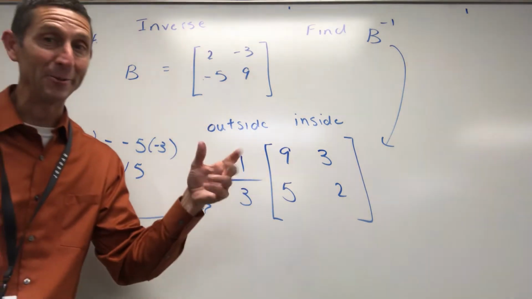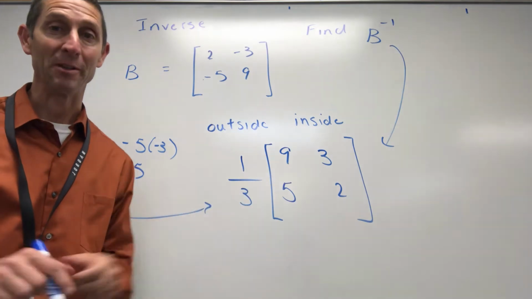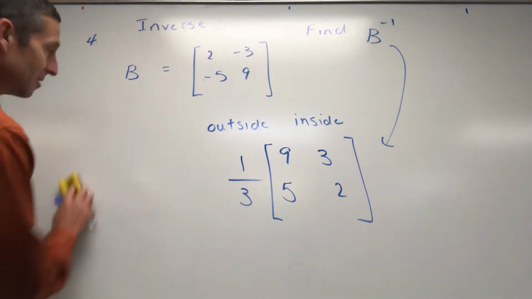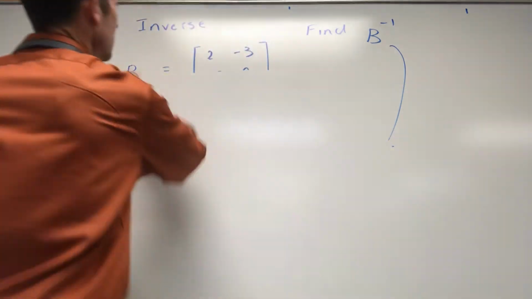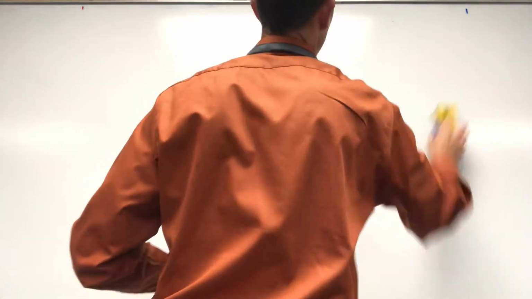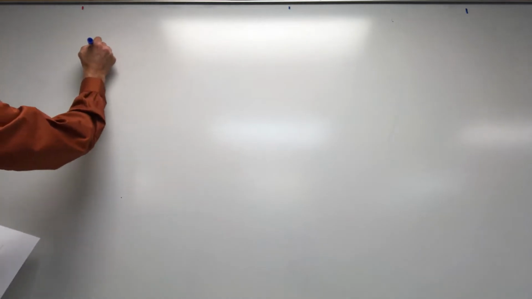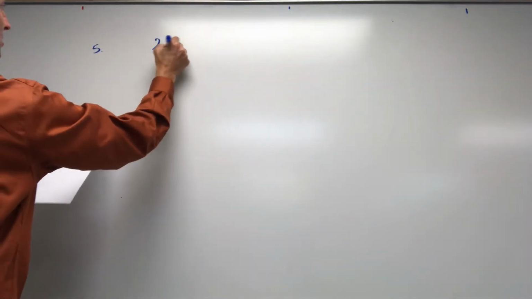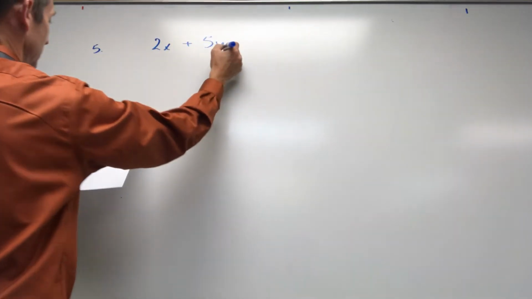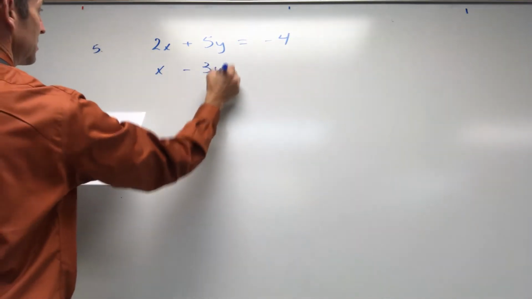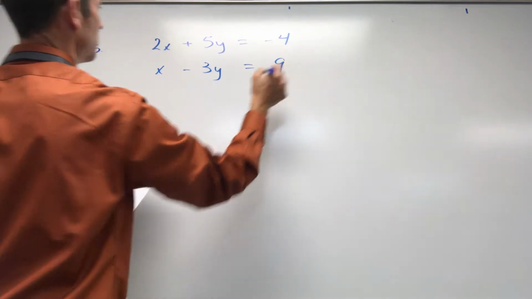We're ready for some matrix algebra. All right, we've done determinant. We've built an inverse. Let's do this. Okay, here we go. Matrix algebra coming at you. So this is number 5. 2x plus 5y equals -4. X minus 3y equals 9.